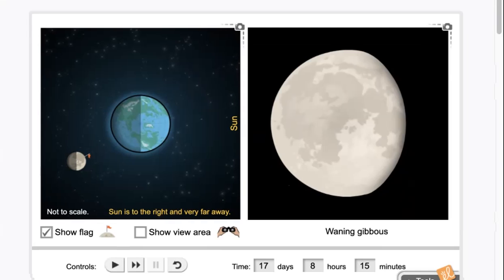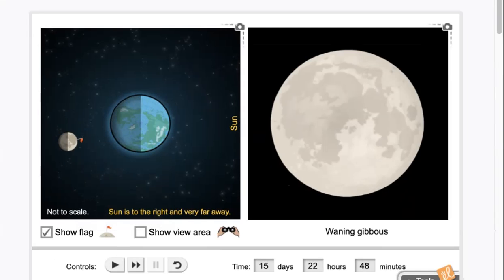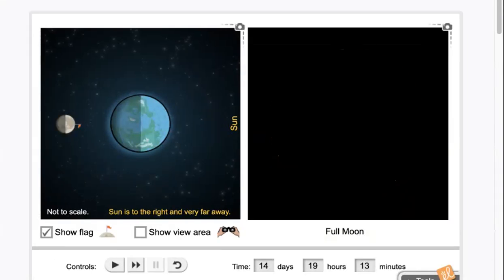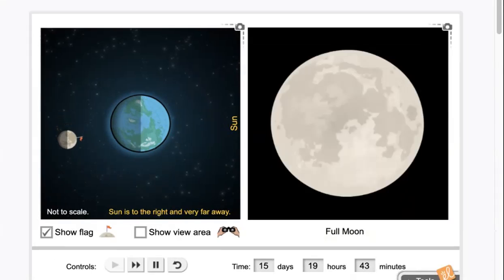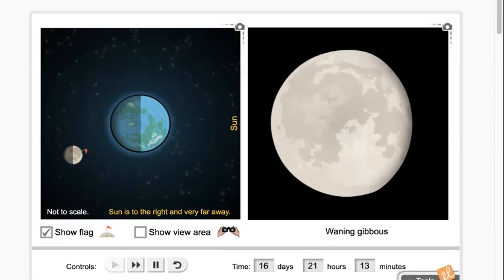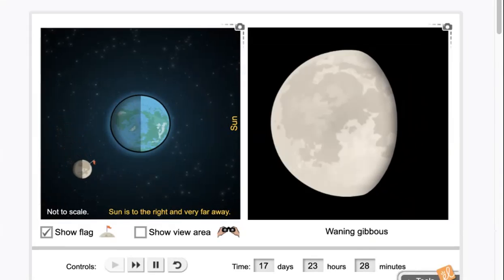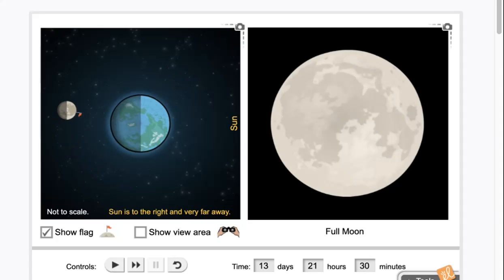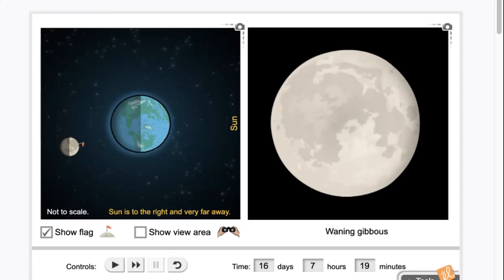Do you want me? I can't back up, can I? Yes, I can. So there's the full moon. The question was, how many days to get a waning? Are you asking how long is a full moon period? So if I go here, the full moon is from day 14 until day 16. So it looks like the full moon lasts 2 days.